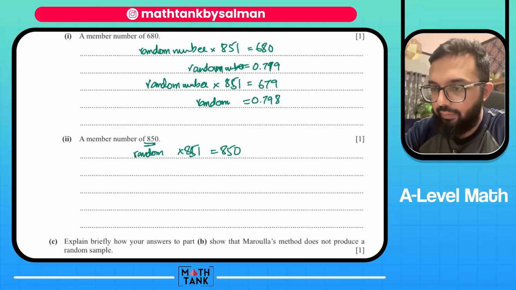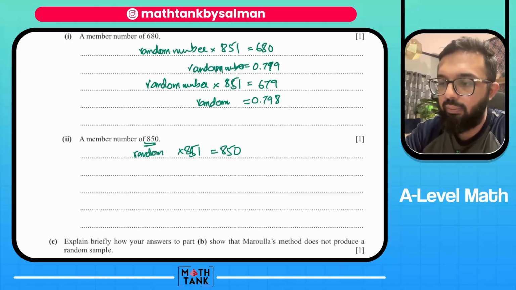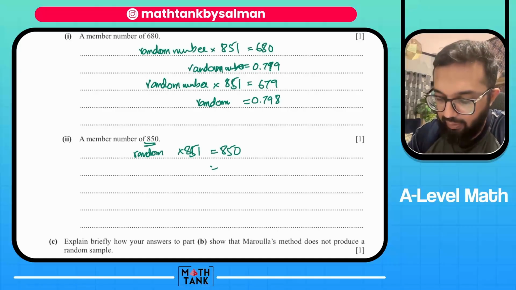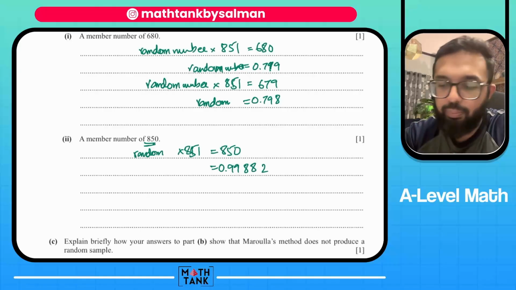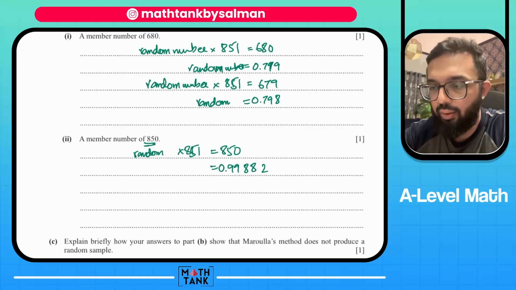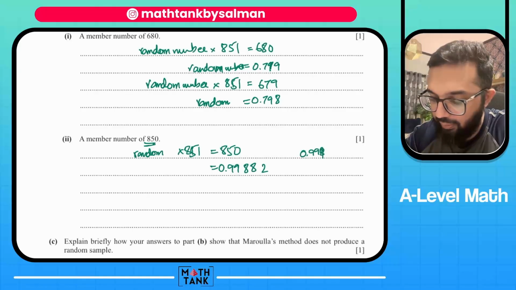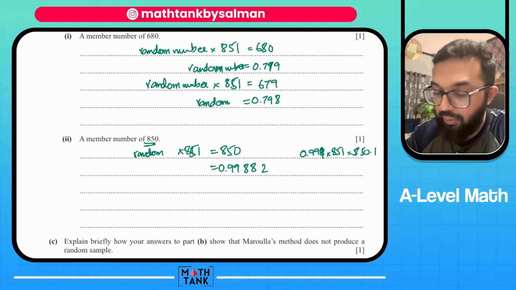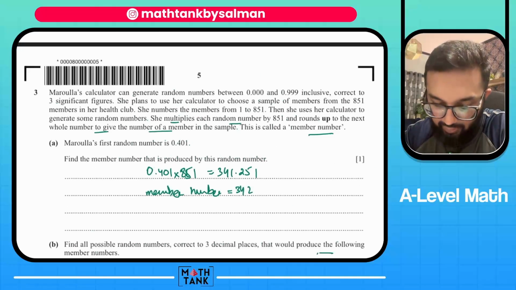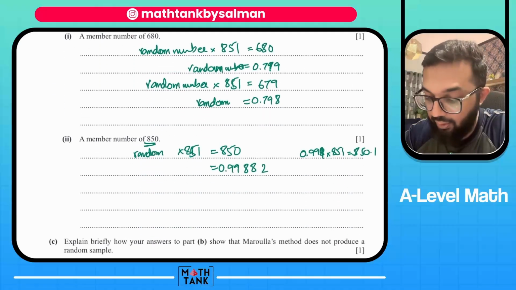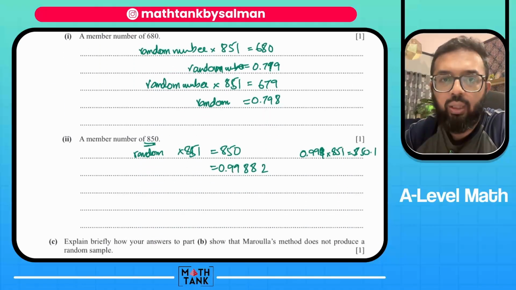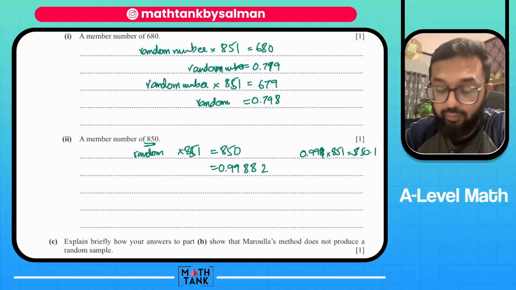Okay, so what's 850 divided by 851? It's giving me approximately 0.99882. Okay, now if I take 0.999 and multiply it with 851, 0.999 times 851 gives me 850.1. According to the rule that this person has mentioned, she would round up. So 850.1 would get rounded off to 851.